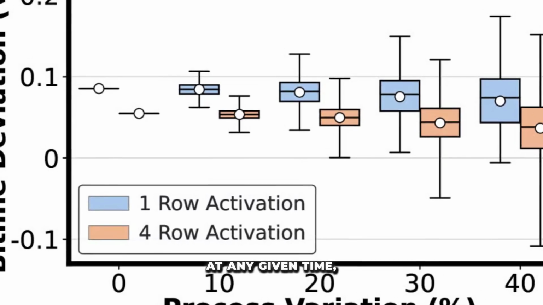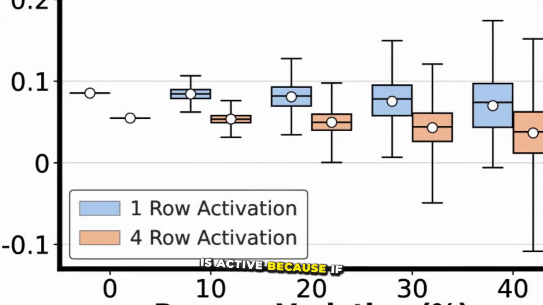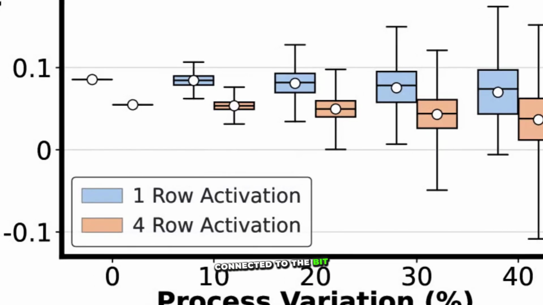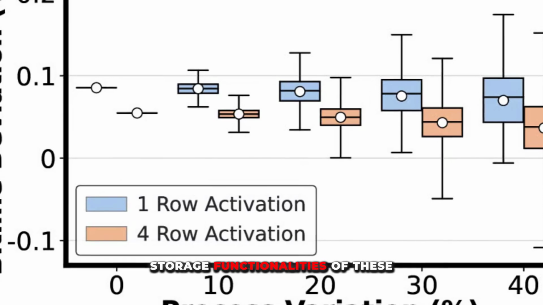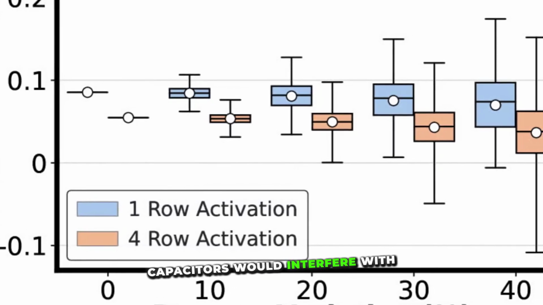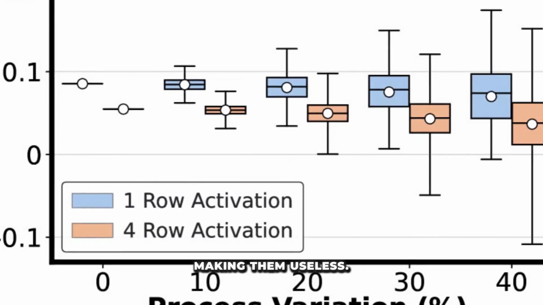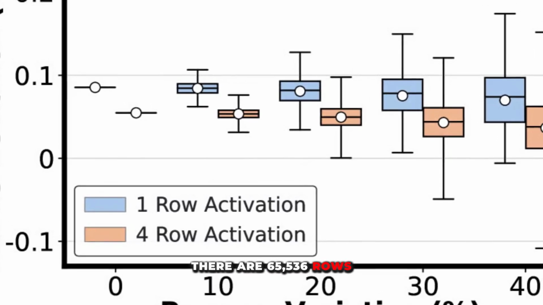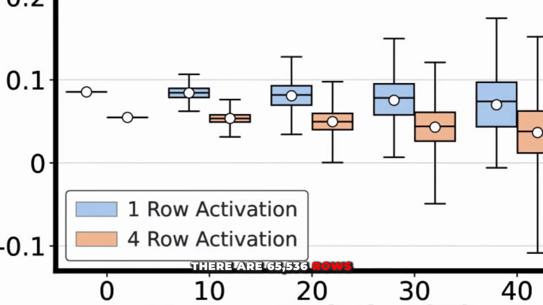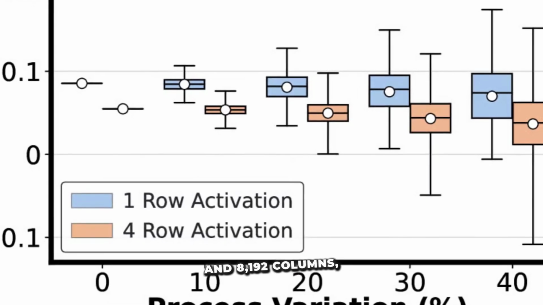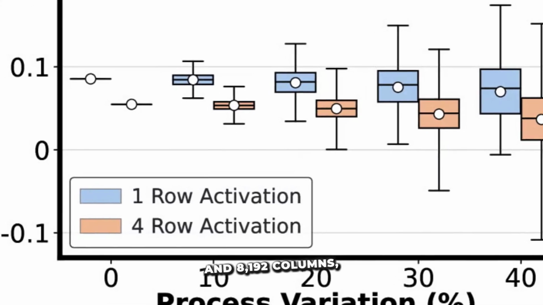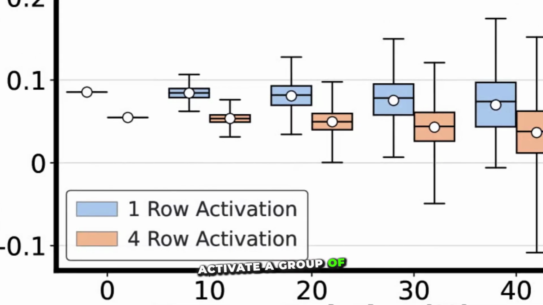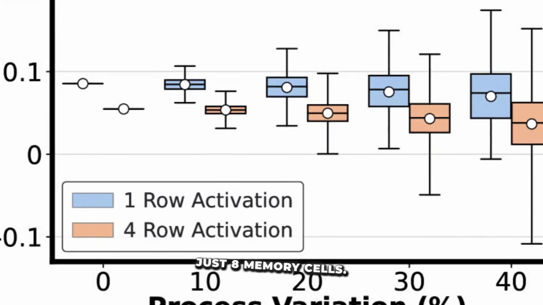At any given time, only one word line is active because if more than one word line were active, then multiple capacitors in a column would be connected to the bit line and the data storage functionalities of these capacitors would interfere with one another, making them useless. As mentioned earlier, within a single bank there are 65,536 rows and 8,192 columns, and the 31-bit address is used to activate a group of just 8 memory cells.